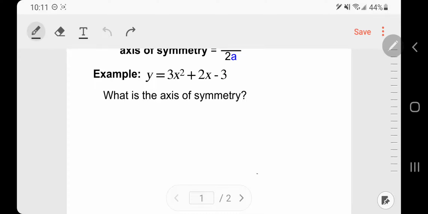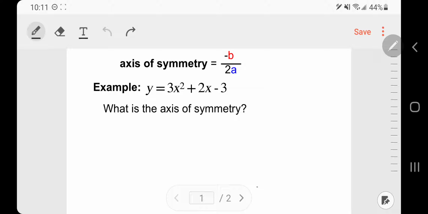Alright, so here's an example. We have y equals 3x squared plus 2x minus 3. That's a quadratic equation given in standard form. And we're going to look for the axis of symmetry. Now for your standard parabola, your axis of symmetry is going to be a vertical line, so we know that every vertical line has an equation that is x equals something.